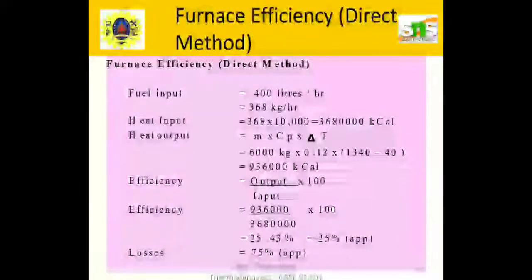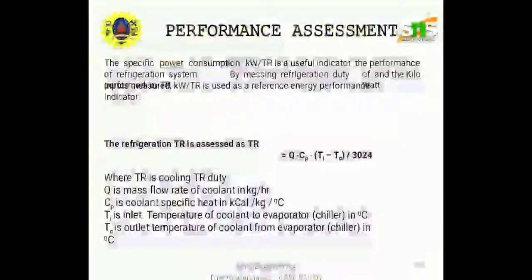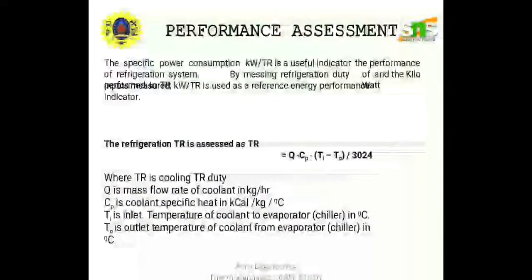Furnace efficiency by the direct method: fuel input is 400 liters per hour. Heat input is 3,680,000 kilocalories. Heat output is 936,000 kilocalories. Efficiency will be approximately 25%. Losses will be approximately 75%. This is the performance assessment in this given case study.